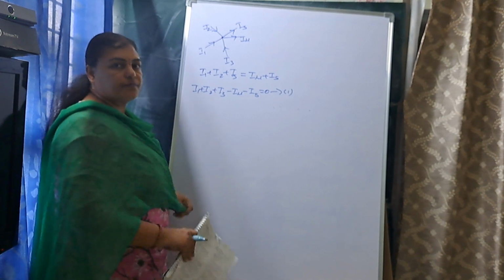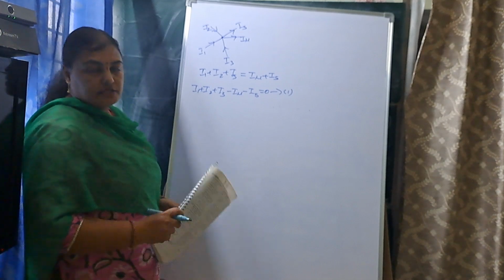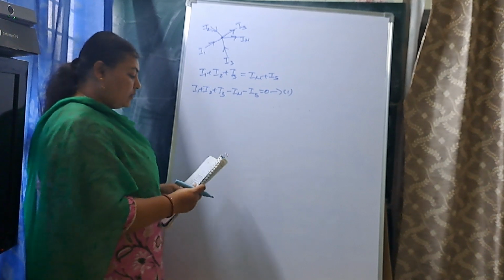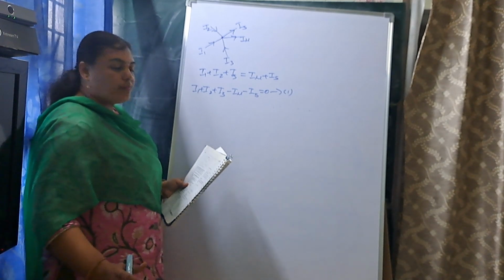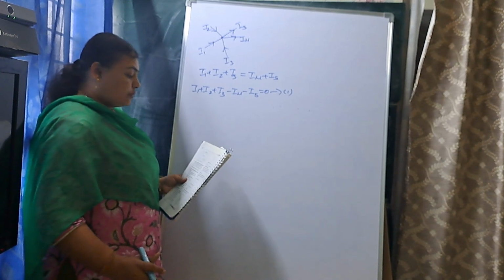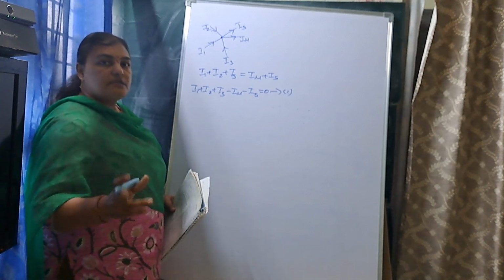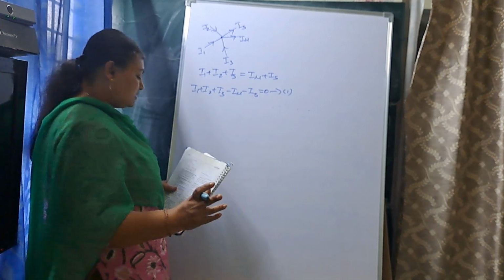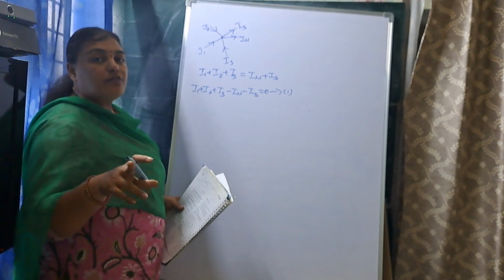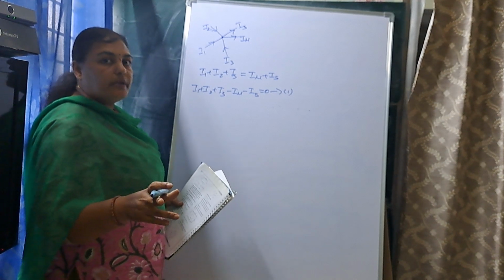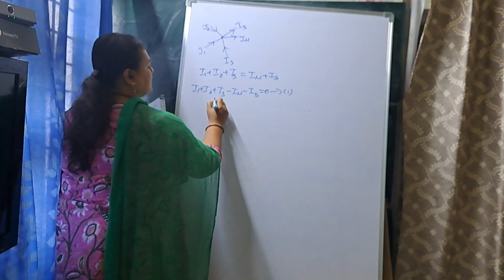This is the first law. Now the second law. The second law tells us about voltage. In an enclosed circuit, the algebraic sum of potential differences should be equal to 0. That is the second law of Kirchoff. In an enclosed circuit, the sum of potential differences should be equal to 0. That is the second law. This is the first law.